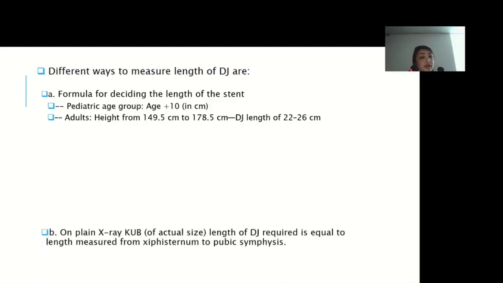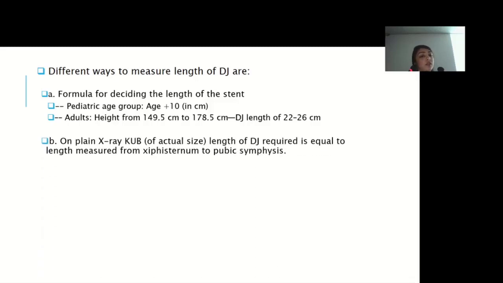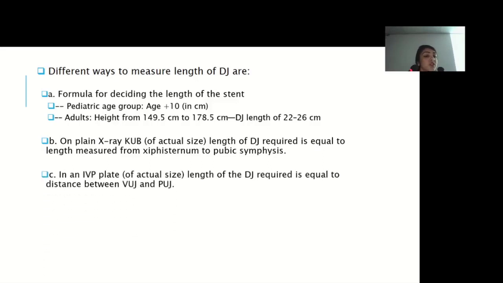This is just a rough idea, but we can calculate the length of the DJ stent on a plain X-ray. Plain X-ray length from xiphisternum to pubic symphysis is the approximate length of the DJ stent that is required for that patient. Another way of measuring is on IVP. In IVP, the distance between PUJ and VUJ is measured as the length of the DJ stent. The DJ stents are also classified on the basis of size, and they range from 3 to 8 FR.